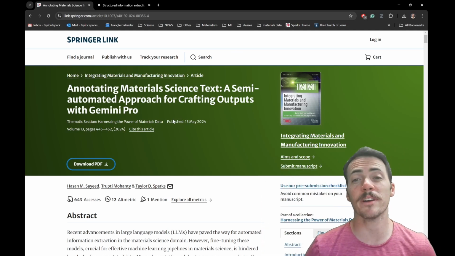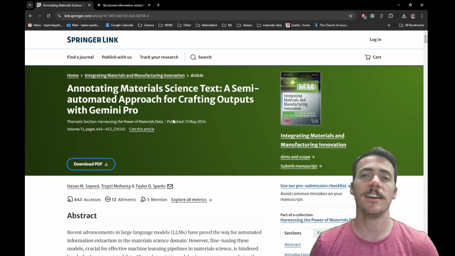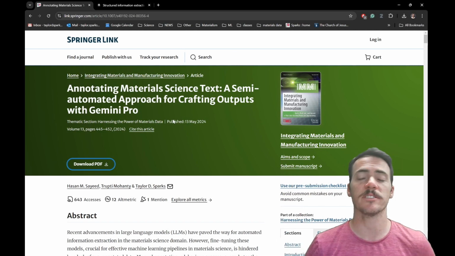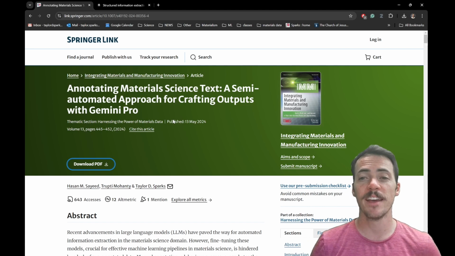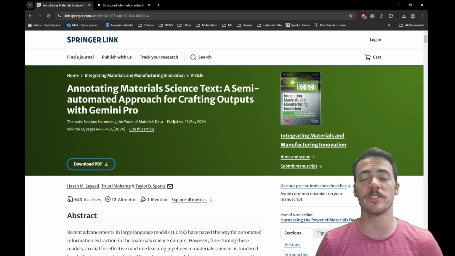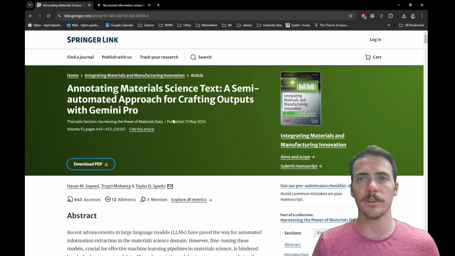Hey everyone, my name is Taylor Sparks, and today I'm talking about a new paper that was published in IMMI. It's entitled Annotating Material Science Text, a Semi-Automated Approach for Crafting Outputs with Gemini Pro. This paper came from my research group here at the University of Utah. I want to describe what it was, what we were trying to do, what we accomplished, and what inspired it.